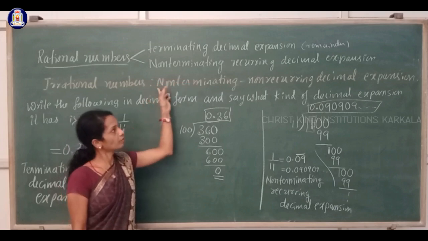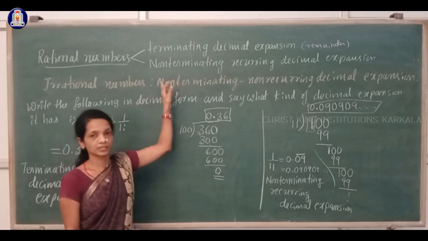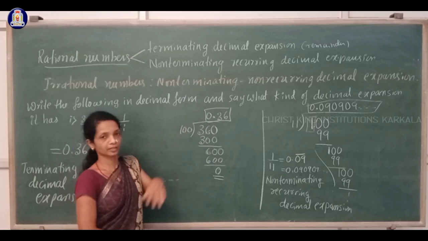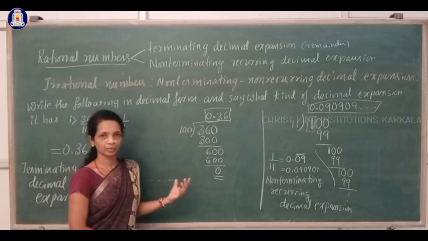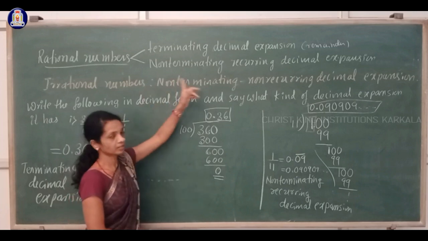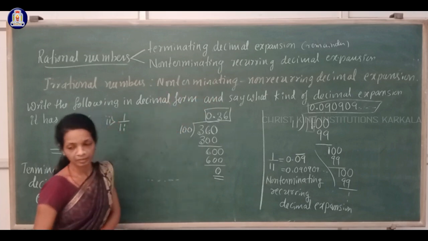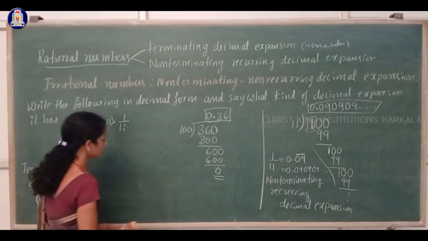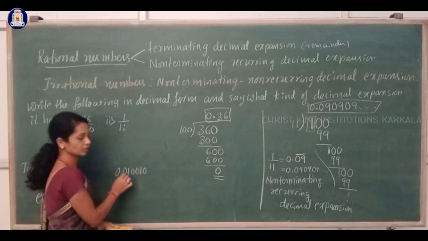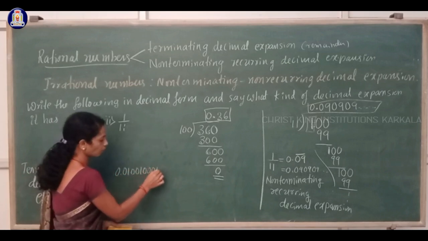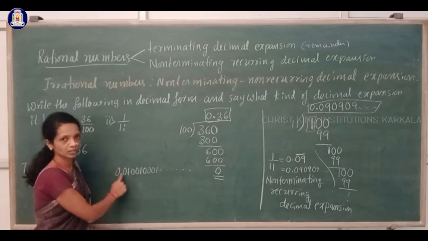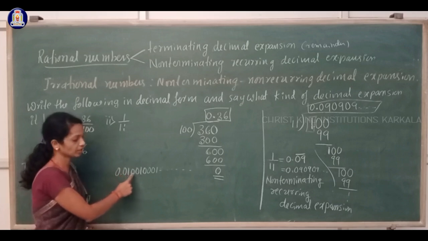And suppose you have a decimal number which is non-terminating, meaning an etc symbol will be there in that decimal expansion. And non-recurring means digits are repeating but not in the same order. If digits are repeating but not in the same order, then that type of decimal expansion is non-terminating, non-recurring. For example, this one: 0.010010001 etc. Here you can see 0 and 1 are repeating but not in the same order. Here 0 is repeated only once, here 2 times, here 3 times, like that.